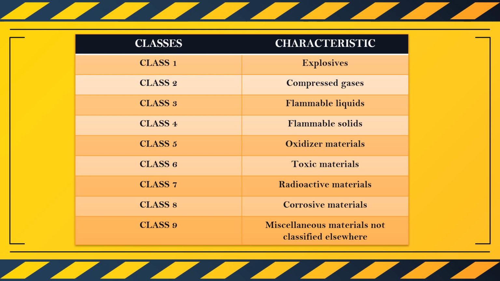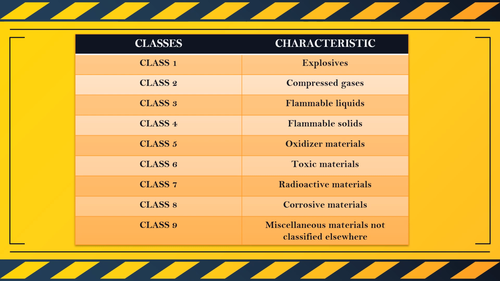Class 5, we have the oxidizer materials, and examples of these include hydrogen peroxide, potassium permanganate, nitric acids, sodium chlorate, and chlorine. Class 6, we have toxic chemicals like mercury, lead, cadmium, arsenic, benzene, and the one we use often in histopath, formaldehyde, and many others.